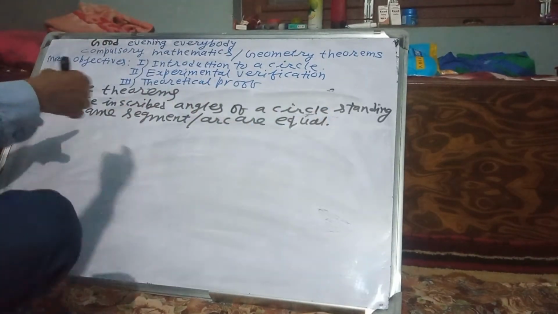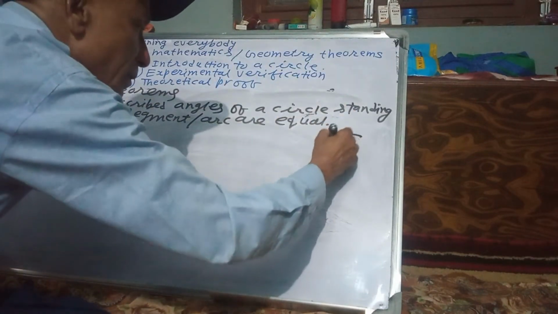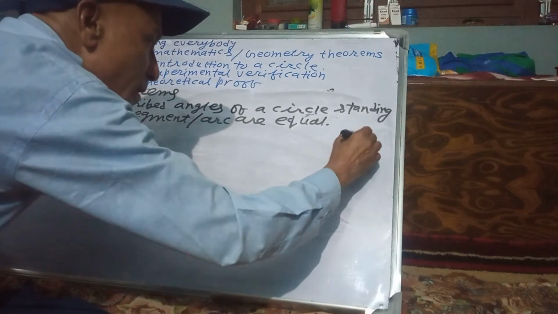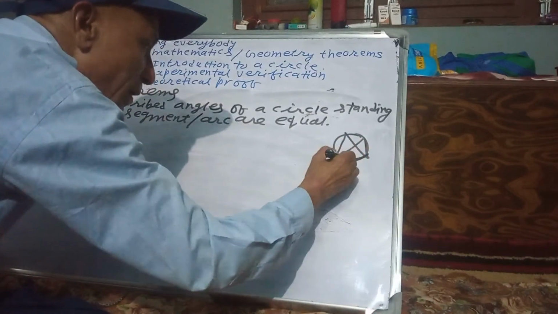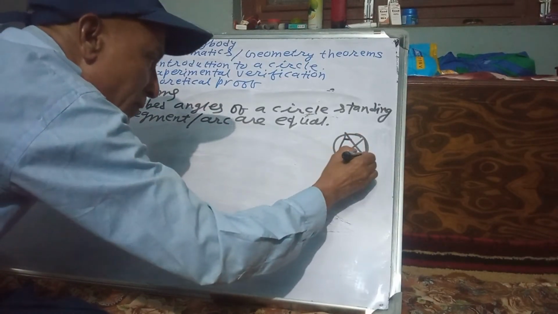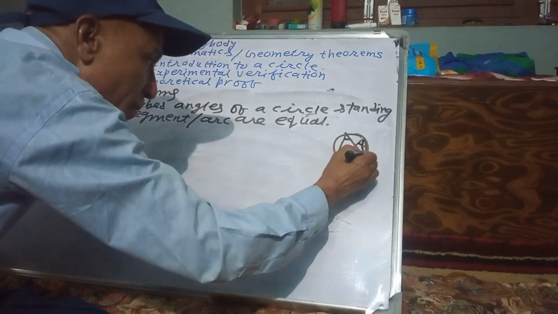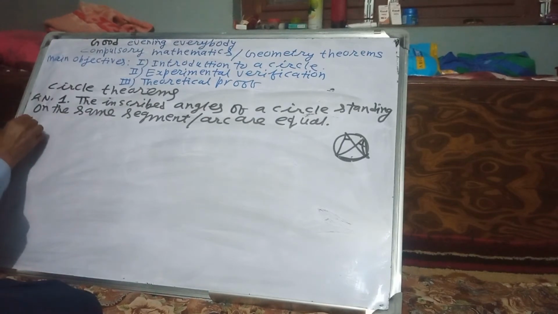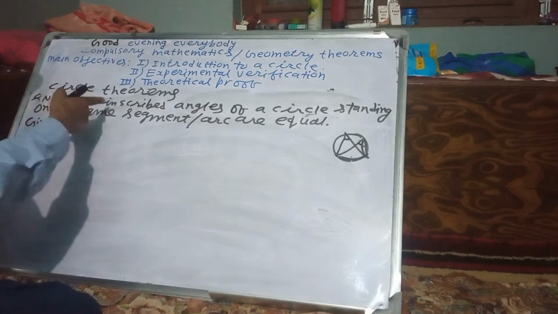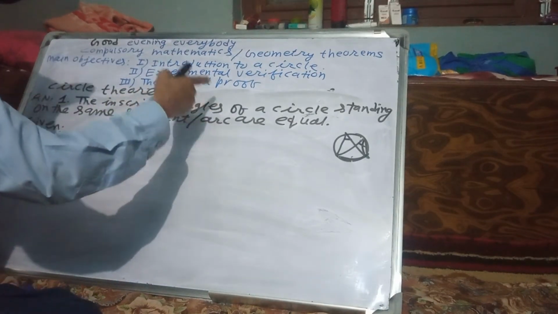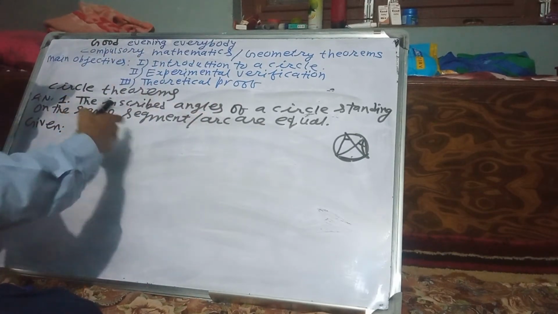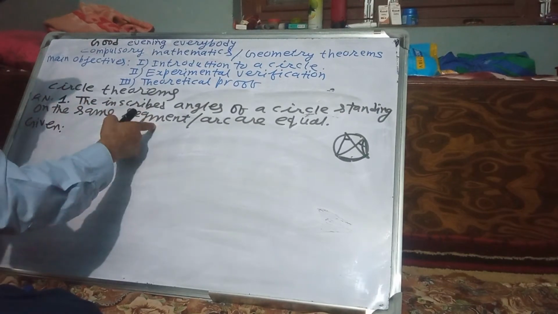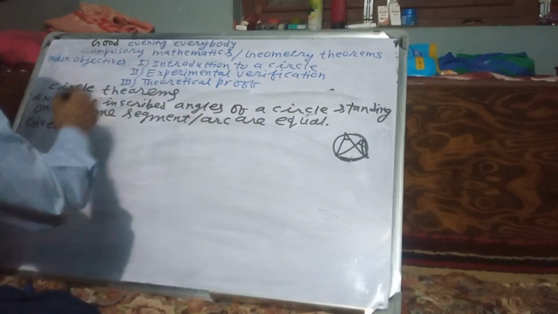How to draw? First of all, I draw, see, same arc. Standing on the same arc. This is the same arc. This angle is made by this arc. This angle is also made by the same arc. So, what is the given condition? The given condition is this: the inscribed angles, meaning angles at the circumference of a circle standing on the same arc or same segment, are always equal. How to draw the diagram?